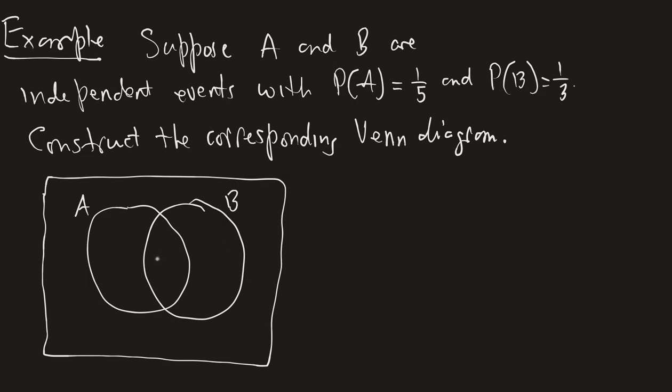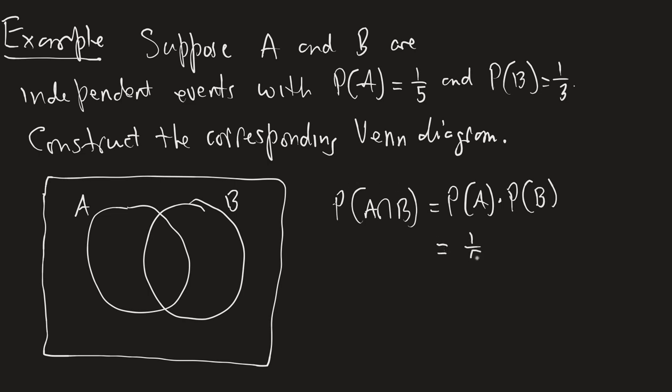So to start out in the middle, since the events are independent, we can say that the probability of the intersection is simply the product of the probability of A and the probability of B. So we have this, right? Once we have these two separate probabilities and the knowledge that the events are independent, we automatically get this by doing a simple product. So this is 1/5 times 1/3, which is 1/15. So now I know in here it's 1/15.